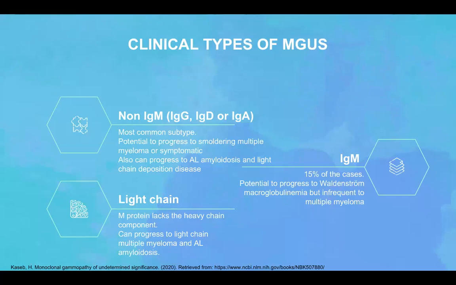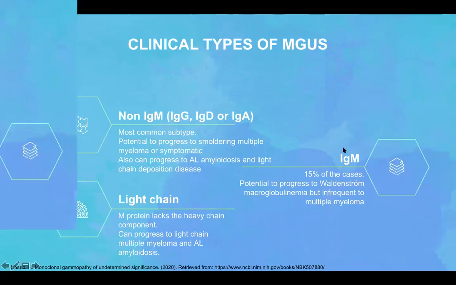We are going to find 3 types of MGUS, depending on the immunoglobulins found in patients. The first one is non-IgM MGUS. This is related to IgG, IgD, or IgA. This is the more common subtype. It can progress to smoldering myeloma when there is an increase in the levels of M protein and clonal cells in the bone marrow, and it can also progress to amyloidosis and light chain deposition disease.